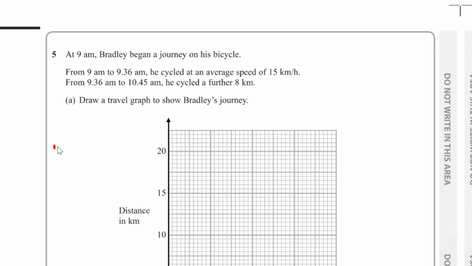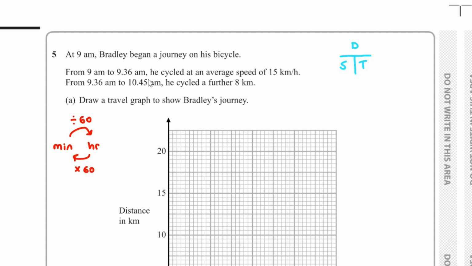So to go from minutes to hours, we would have to divide by 60, and to go from hours to minutes, we would have to multiply by 60. Now we also know that speed is equal to the distance over time. So with this we can find the distance he travels from 9 AM to 9:36 AM. And we can do that by multiplying the speed by the time.